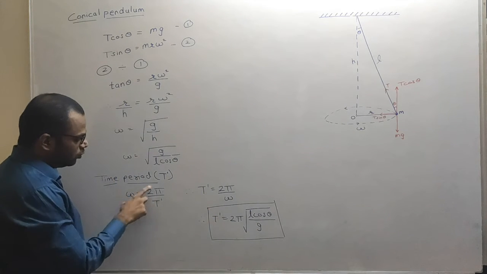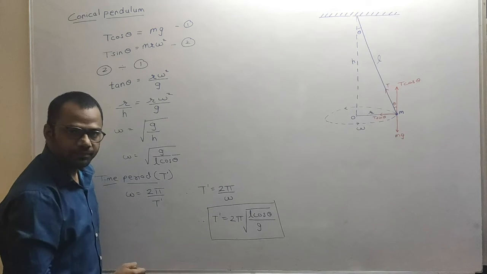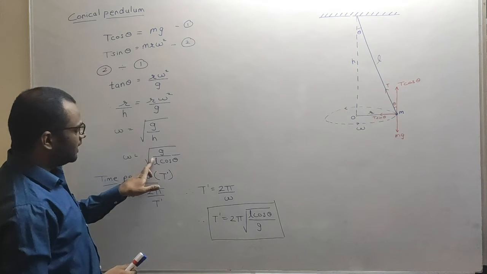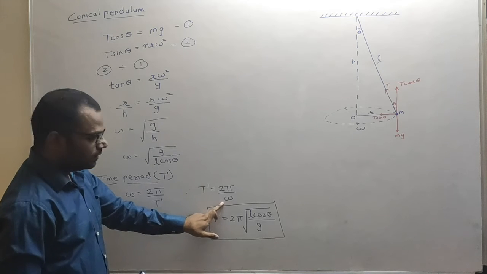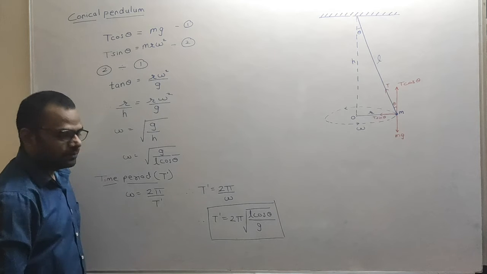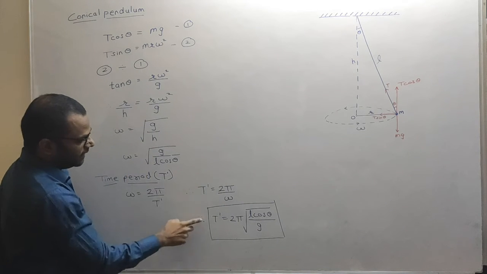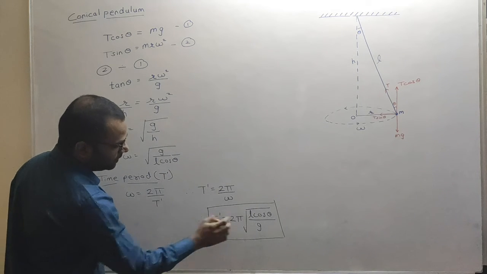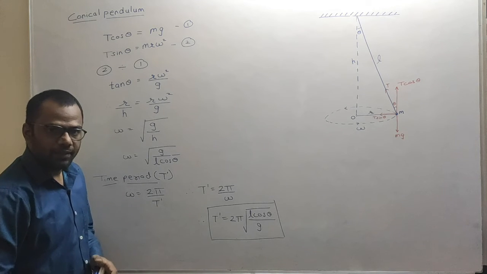So omega will be 2 pi upon t dash. From that, t dash will be 2 pi upon omega. It is the time period. Now omega, we have got the relation over here. Now we'll put this over here. So t dash will become what? 2 pi square root of L cos theta upon g. We have omega in the denominator, right? So hence we'll get t dash is equal to 2 pi square root of L cos theta upon g. Getting this? So this is the time period.